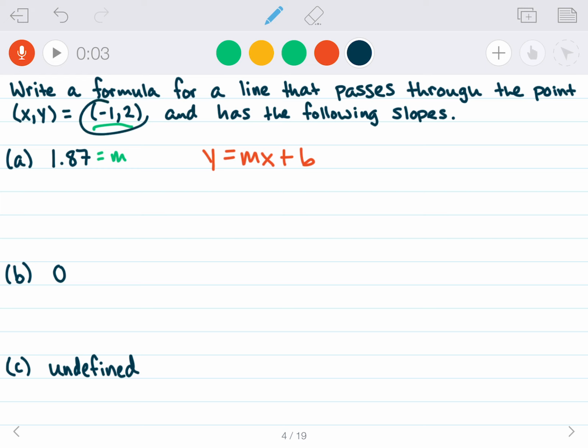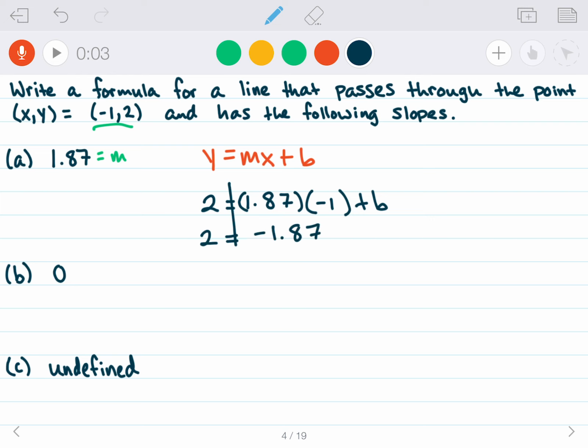So here we can see x is -1 and y is 2. So 2 equals m, which was given as 1.87, times x, which is -1, plus b, and we'll go ahead and solve for b. So this becomes 2 equals -1.87 plus b, and now I'm just going to go ahead and add 1.87 to both sides to get b by itself. So I get 3.87.